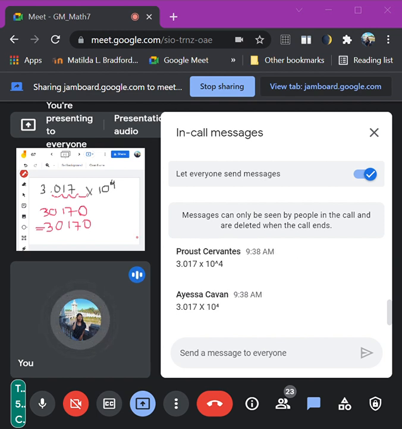Okay, we have here an answer of 3.017 times 10 raised to the power of 4. So where is the exponent here, class? Where is it? It's a whole number. Okay, right. Very good. So our decimal point is here. So we move our decimal point, class, to the left.